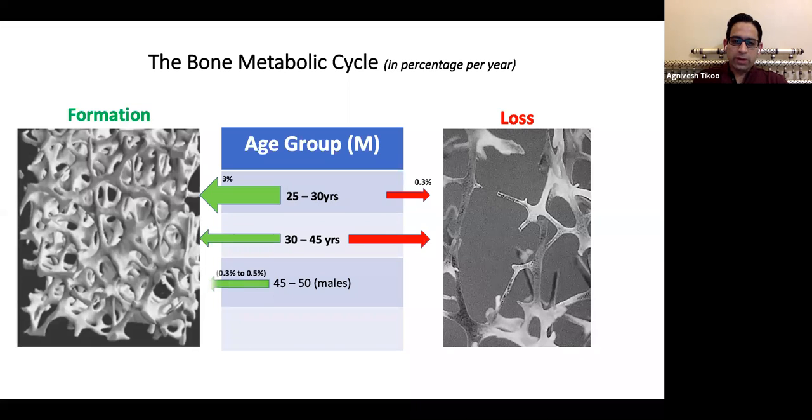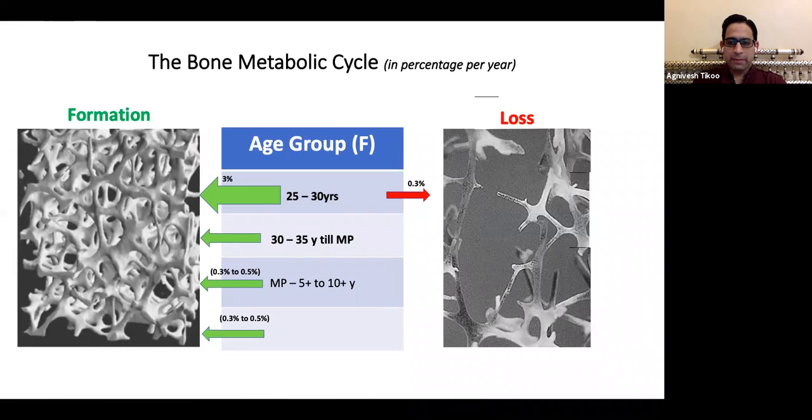Now between 30 to 45, it's almost the same. As you are building the bone, the loss is also the same, which means that this is the time when you get the peak bone mass. There is something called the peak bone mass. That is the maximum mass your body develops, and this usually happens between 30 to 33 years. Between 45 to 50 years, again, there is a slight increase in bone loss, but it settles down and there's very minimal change.